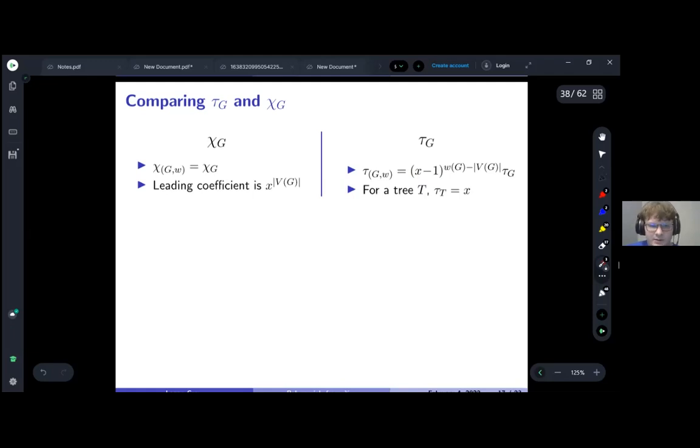On the other hand, we know that the leading coefficient, for example, of chi g is x to the number of vertices. But for a tree, tau t is x no matter how many vertices the tree has. So the chromatic polynomial tells you how many vertices the tree has. Tau does not know this. Tau knows the excess weight, but it does not actually know how many vertices there are. So somehow between the two of these functions, chi loses all information about the weight, but knows exactly how many vertices there are. Tau knows relatively how much extra weight the graph has, but not how big it is. And so somehow between the two of them, they can combine to carry a lot of this information.